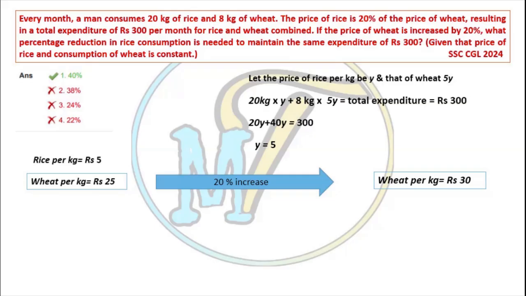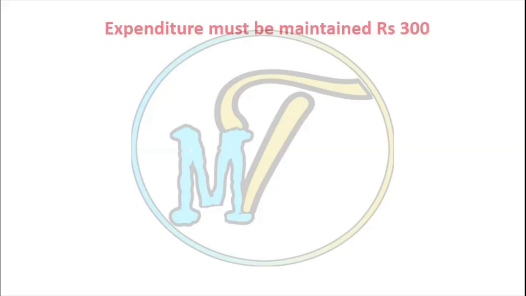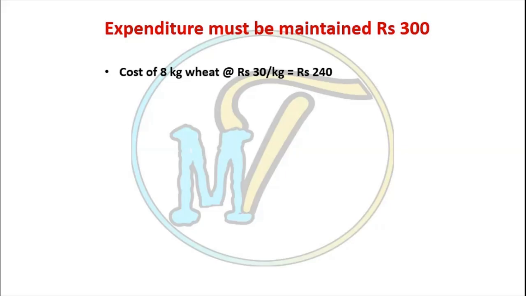Moving to the second slide, this is where we balance the budget. The golden rule here is that his total expenditure must stay locked at 300 rupees. Remember, the problem told us his wheat consumption doesn't change. He still needs his 8 kilograms of wheat. So, let's calculate his new grocery bill for wheat. 8 kilograms at the new price of 30 rupees per kilogram equals 240 rupees.